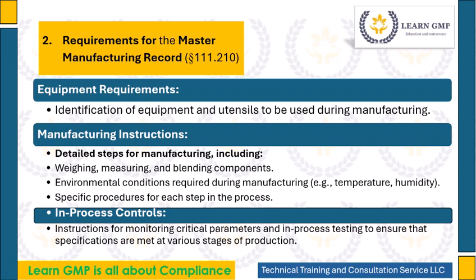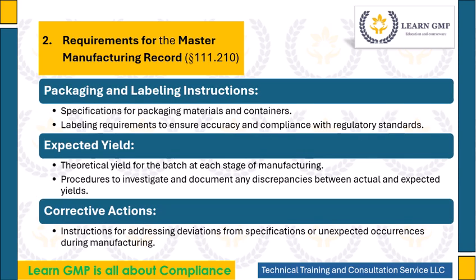In-process controls. Instructions for monitoring critical parameters and in-process testing to ensure that specifications are met at various stages of production. Requirements for the Master Manufacturing Record, Section 111.210. Packaging and labeling instructions. Specifications for packaging materials and containers. Labeling requirements to ensure accuracy and compliance with regulatory standards.